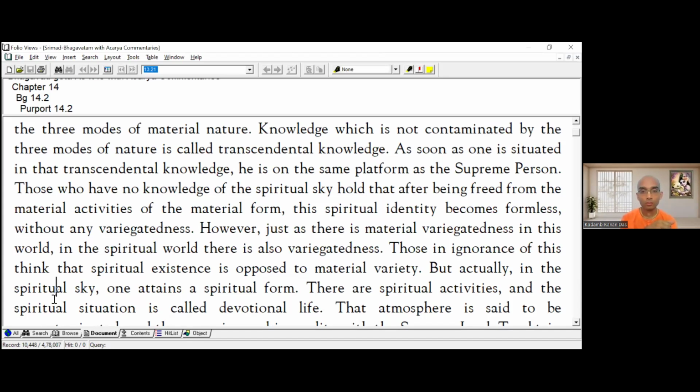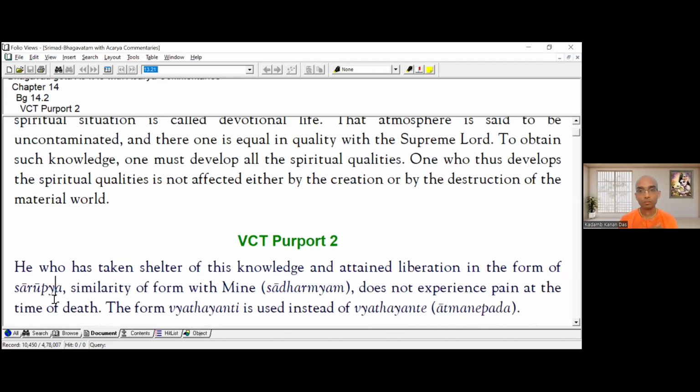However, just as there is material variegatedness in this world, in the spiritual world there is also variegatedness. Those in ignorance of this think that spiritual existence is opposed to material variety. But actually, in the spiritual sky, one attains a spiritual form. There are spiritual activities, and the spiritual situation is called devotional life. That atmosphere is said to be uncontaminated, and there one is equal with the Supreme Lord. To obtain such knowledge, one must develop all the spiritual qualities. One who thus develops the spiritual qualities is not affected either by the creation or by the destruction of the material world.